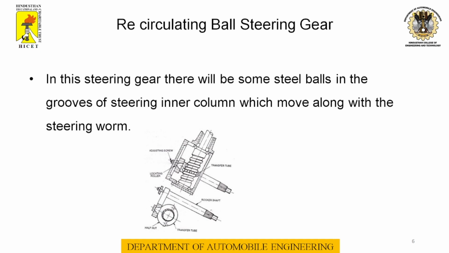The next type is the recirculating ball steering gear. In this steering there will be some steel balls in the grooves of the steering inner column which move along with the steering worm. This reduces the friction among them and thereby reduces noise. It increases the mechanical advantage for easy and smooth operation of the steering.